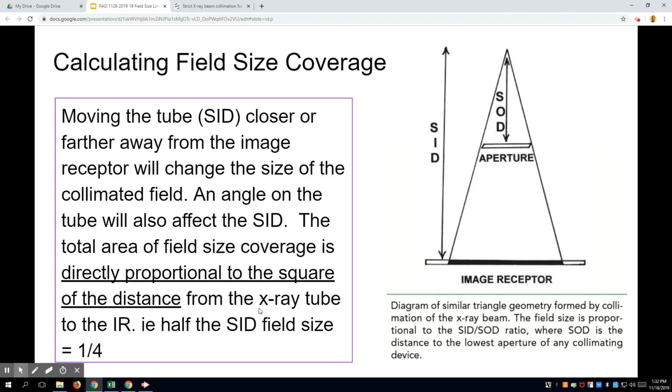So this particular slide tells you exactly what's happening. Essentially, I know this is kind of jargonish, but the total area of field size coverage is directly proportional to the square of the distance. What does that mean? It means if you have a field of light, and your tube is here, if you bring that tube down halfway, that field of light is now quartered. It's 1/4 of what it was before. It's much smaller.